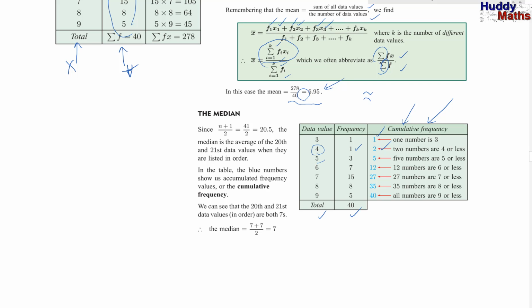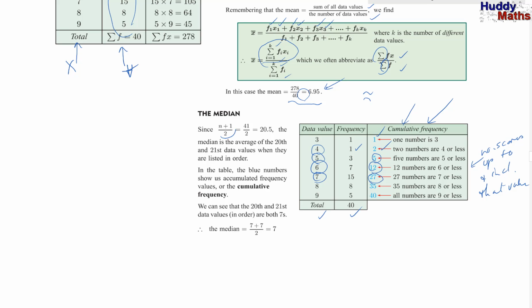So by the end of the 5s, how many have we got? We've got 5 scores up to 5. By the end of the 6s, we've got 12 scores. Can you see what we're doing? We're making a table which indicates the number of scores up to and including that value. Okay, so what does this mean down here? 27 are 7 or less. There are 27 scores 7 or less. So that's quite handy. I'll show you why.